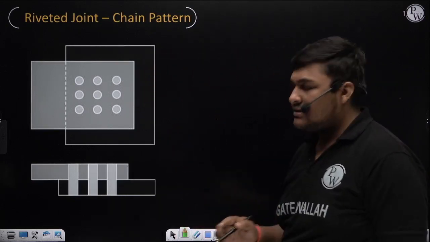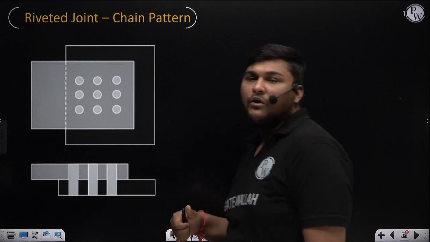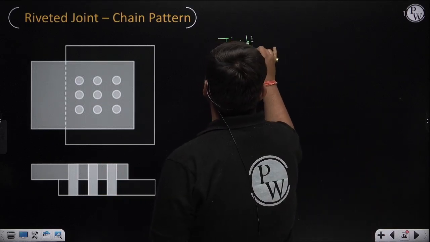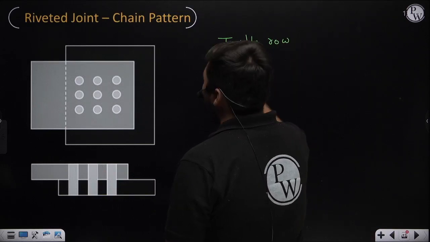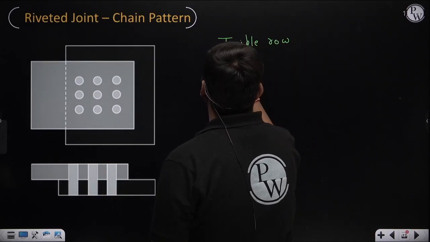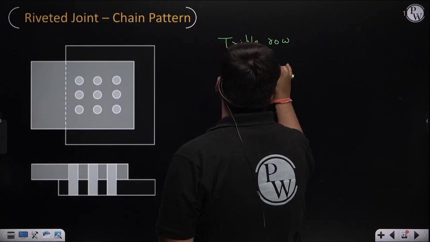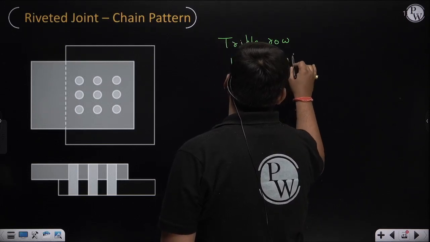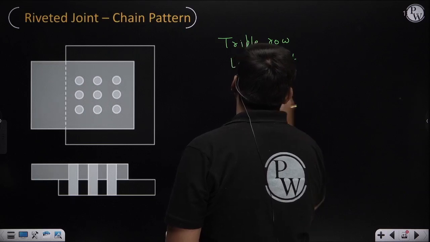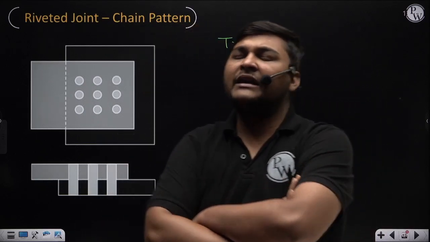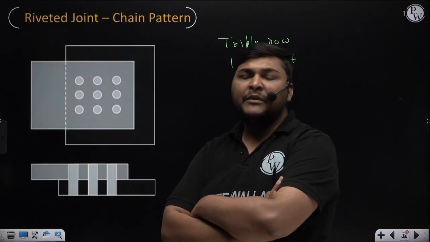Three rows. One row, second row, third row. So first it is triple row, and since the plates are overlapping plates, can I say it is a triple row lap riveted joint? Yes sir. Now in a multiple row riveted joint, the pattern of rivets is also important. Like in this diagram I am explaining chain pattern.